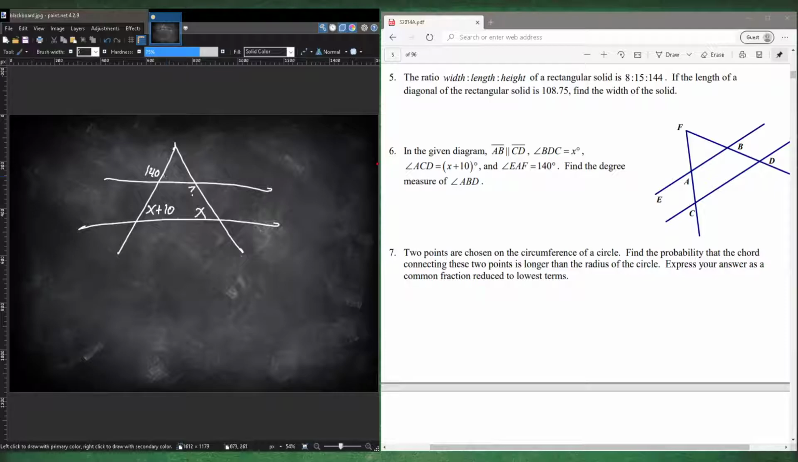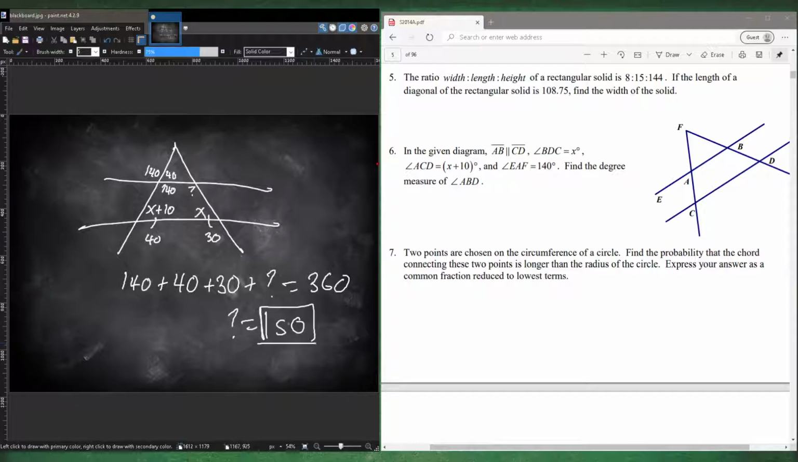So if this is 140, that means this is a 40 and this is also 140. So if this is 40, that means this angle is 40. Since x plus 10 is equal to 40, then x is 30. So this is 30. Now we have a quadrilateral and we can just add things together. So 140 plus 40 plus 30 plus the mystery angle is equal to 360. So that's 70 plus 140, which is 210. 360 minus 210 is 150. So your angle answer is 150 degrees.